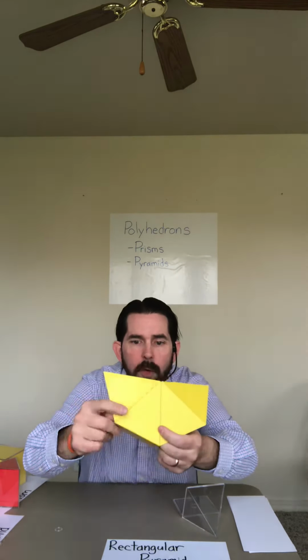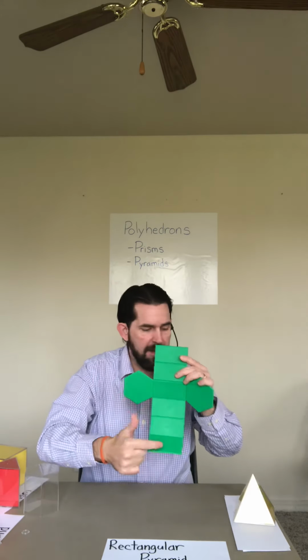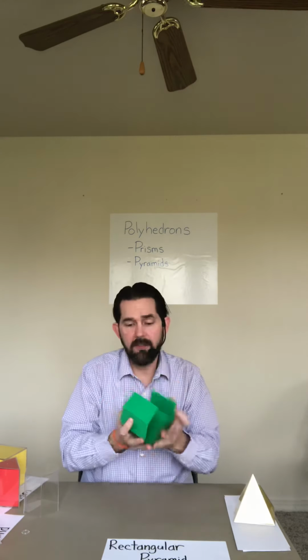I want to show you the same thing with this hexagonal prism. Look at that, it unfolds. And so you can see all the different shapes that are made. You can see the 2 congruent bases, and then the 1, 2, 3, 4, 5, 6 rectangular faces.